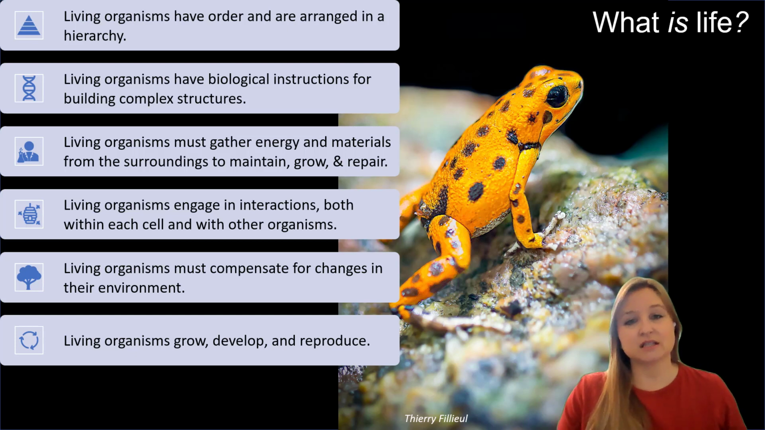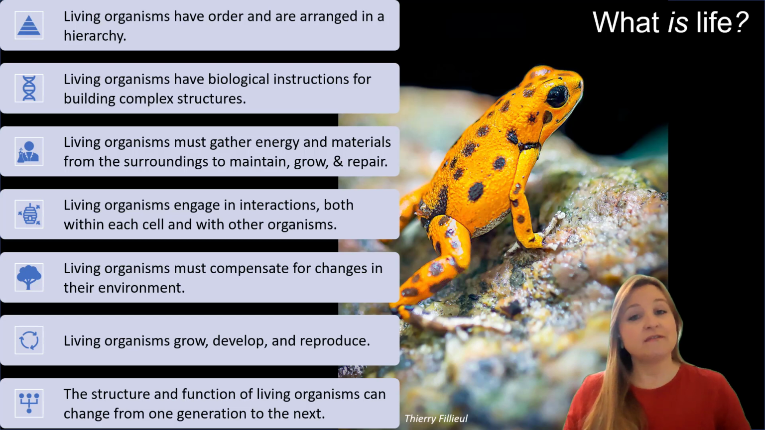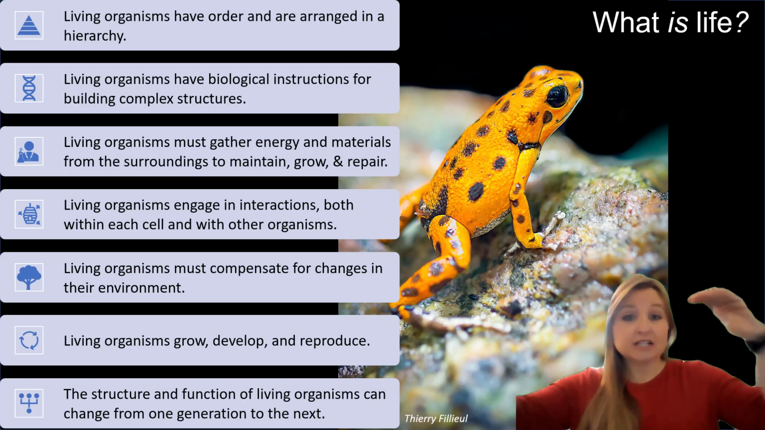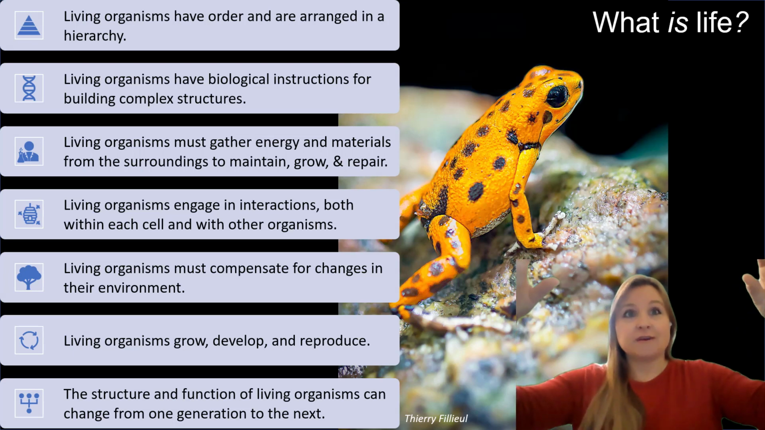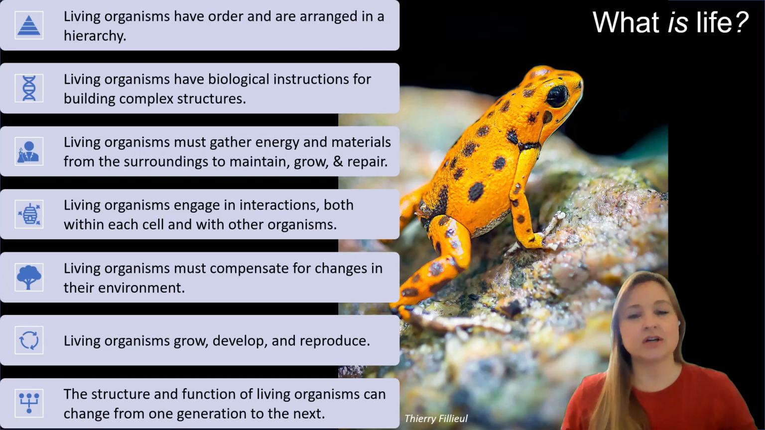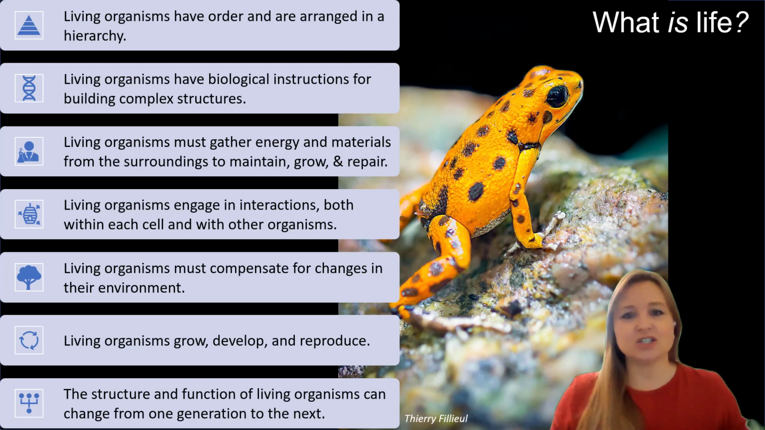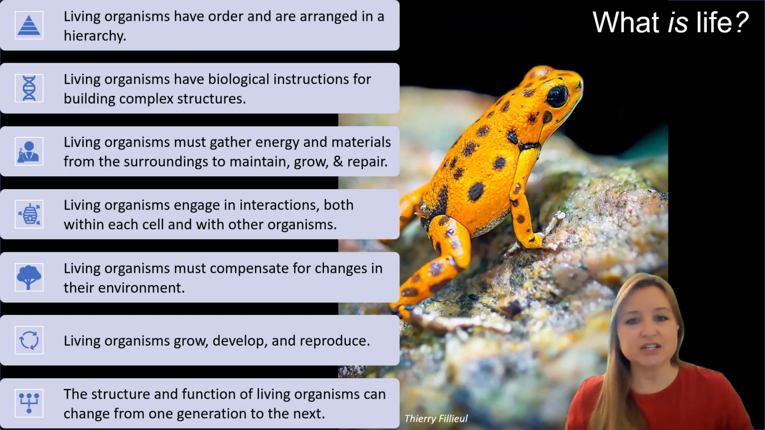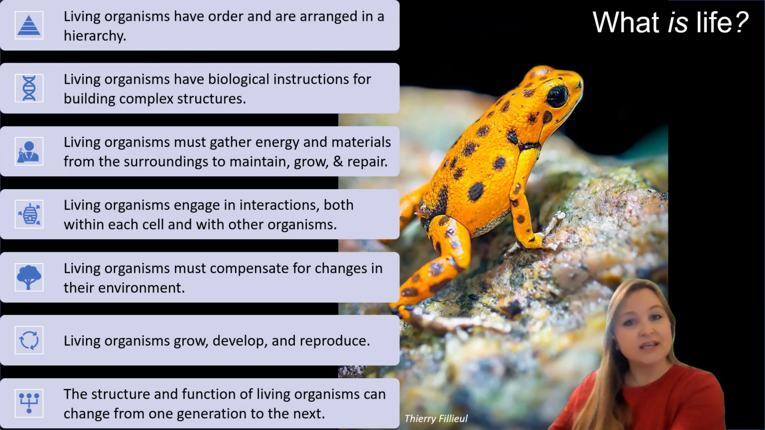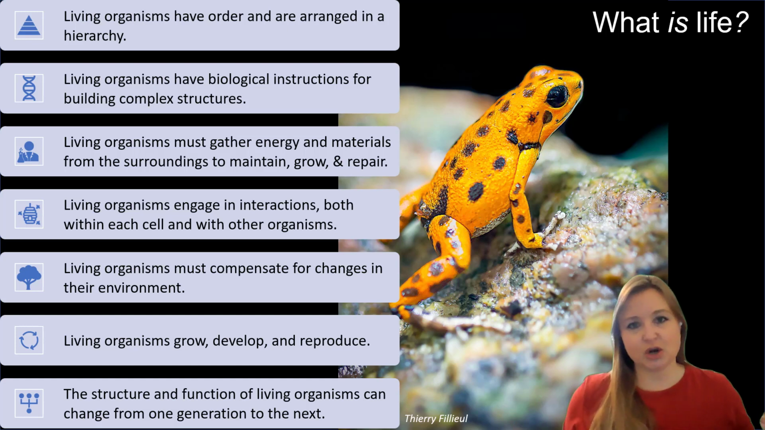Now, the final characteristic that living organisms possess is that the structure and function of living organisms can change from one generation to the next. So we're talking about generations here, okay? We're talking about the population of humans or the population of frogs. From each generation to the next, there may be very small changes. And these small changes are caused by mutations in the DNA. And so over long periods of time, hundreds or thousands of generations, you might see that the population of living organisms is a little bit different than the population maybe 100 generations ago.